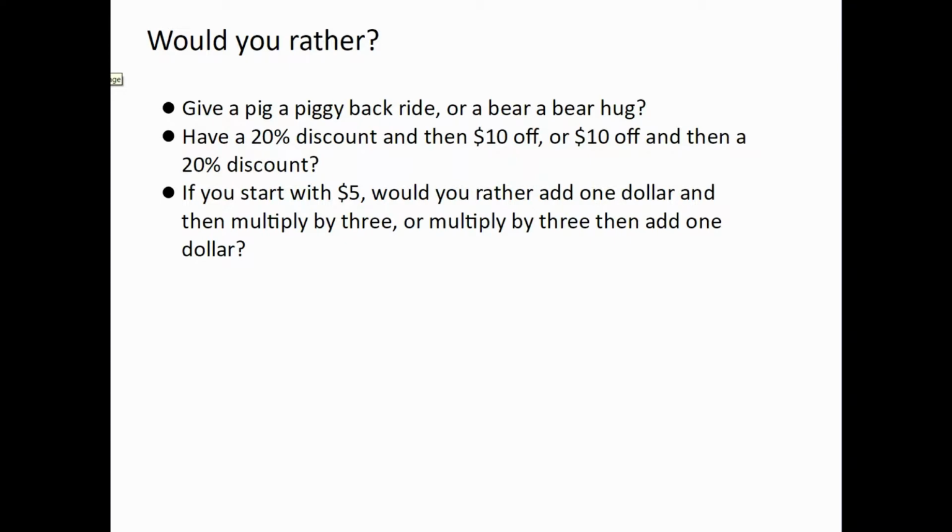So let's take a look at it. Would you rather give a pig a piggyback ride or a bear hug? Would you rather have a 20% discount and then $10 off, or the $10 off and then a 20% discount? And then if you start with $5, would you rather add $1 and then multiply by 3, or multiply by 3 then add $1? So that's what we're going to be looking at today. These questions are how you would want to approach composition of functions. These are functions, a series of steps, instructions to follow. Except for really this first one, this one's just kind of fun.